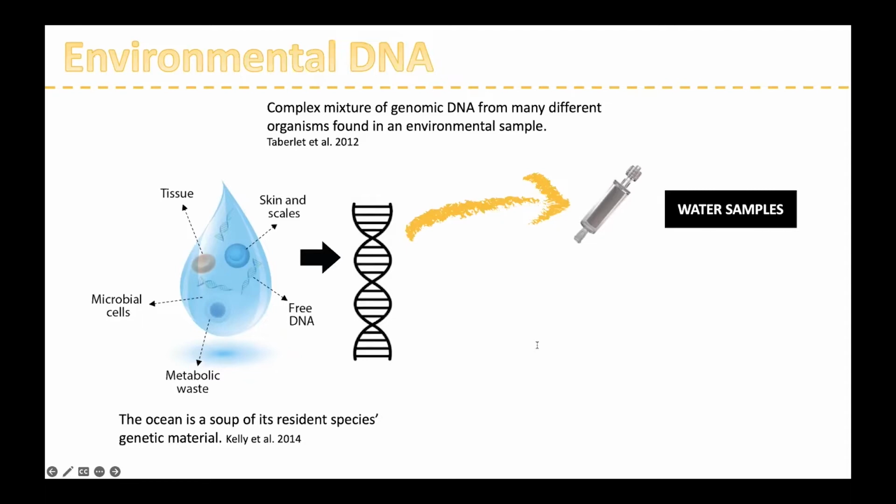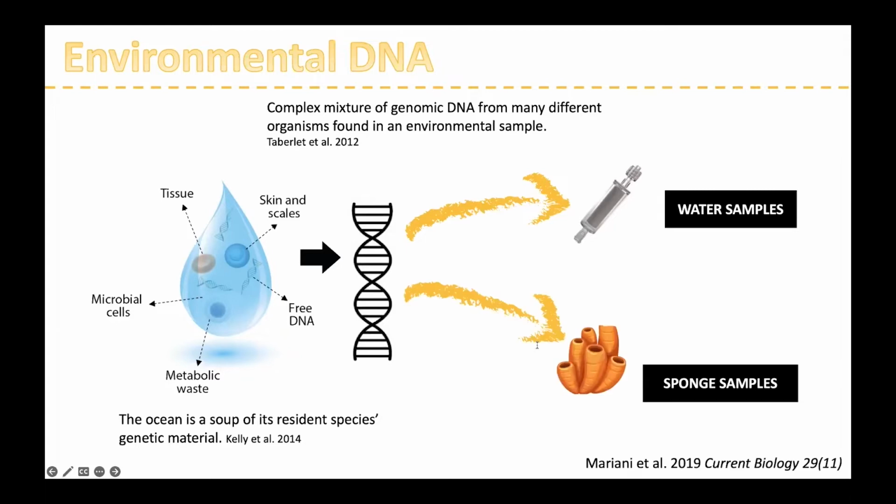However, in 2019, Mariani and collaborators came up with a brilliant idea. They proposed the use of sponges as natural samplers for aquatic biodiversity, based on the fact that sponges are the most efficient water filters of the planet, and they are constantly filtering water from the environment.